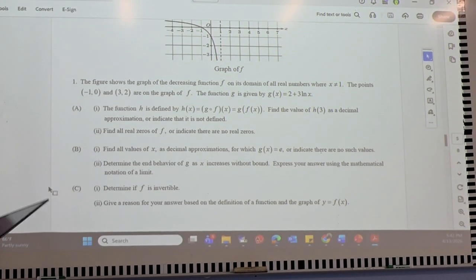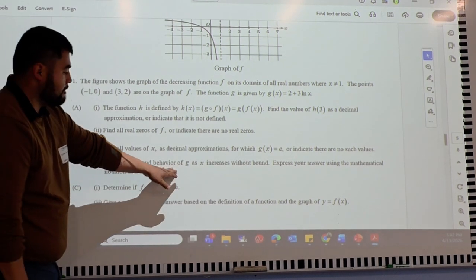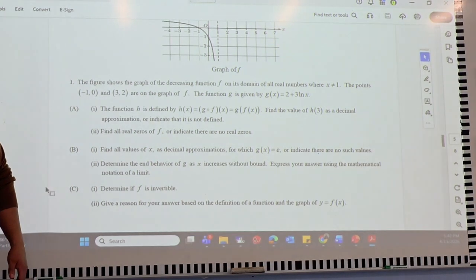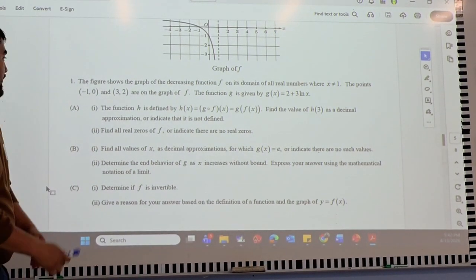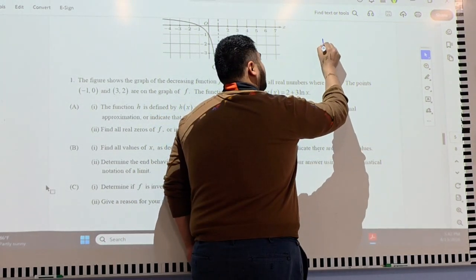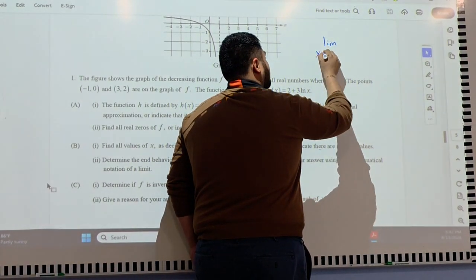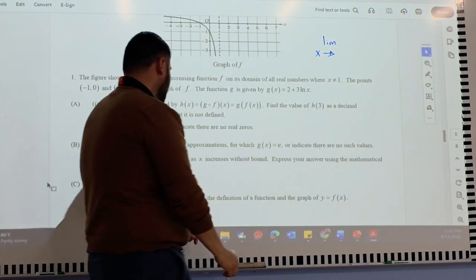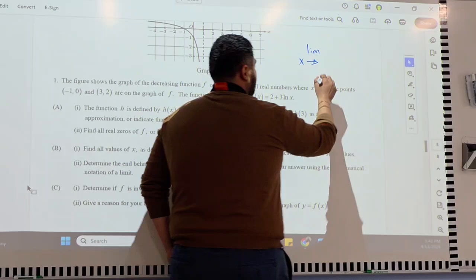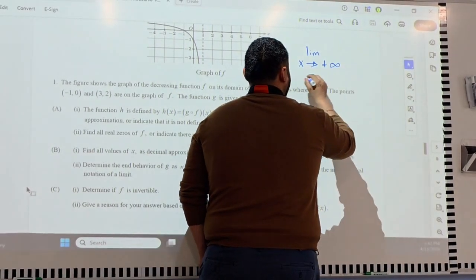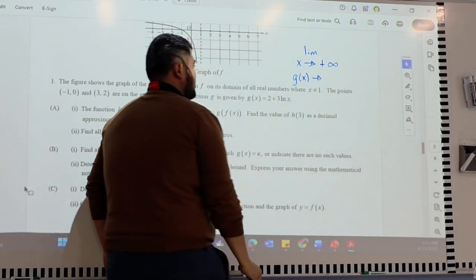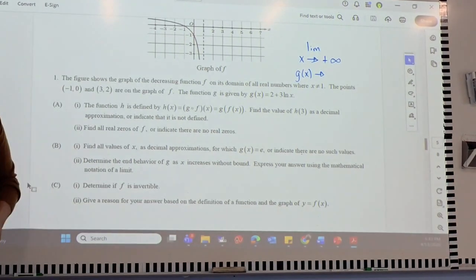Finally, determine the end behavior of g as x is increasing. So let's prep it. I need to do limit notation. So for limit notation, I would put limit x approaches, and that's right here. X is increasing, so x is going to positive infinity. What's happening to g of x? What's happening to the y? As x is increasing, y is increasing.